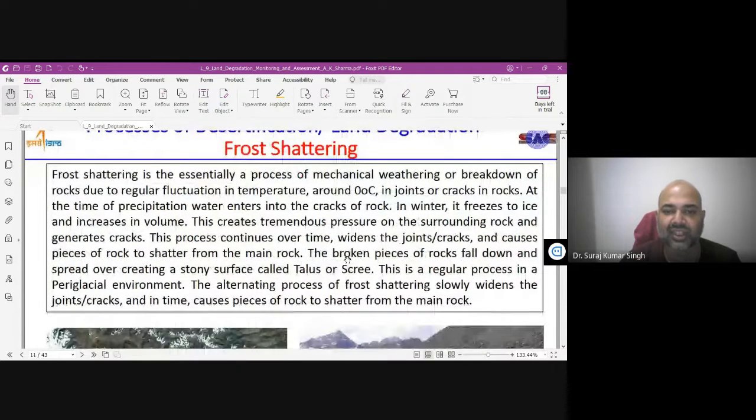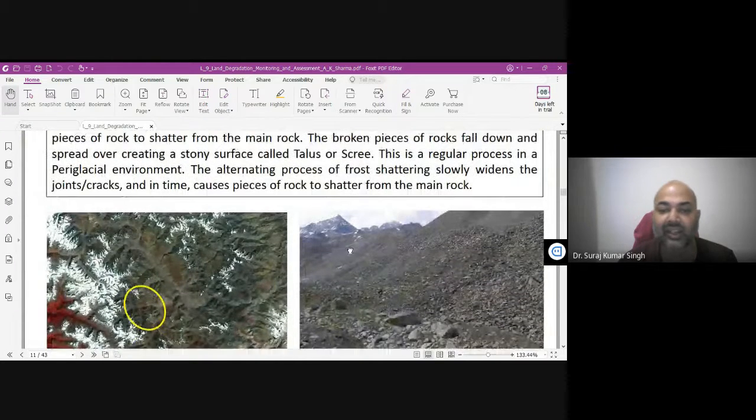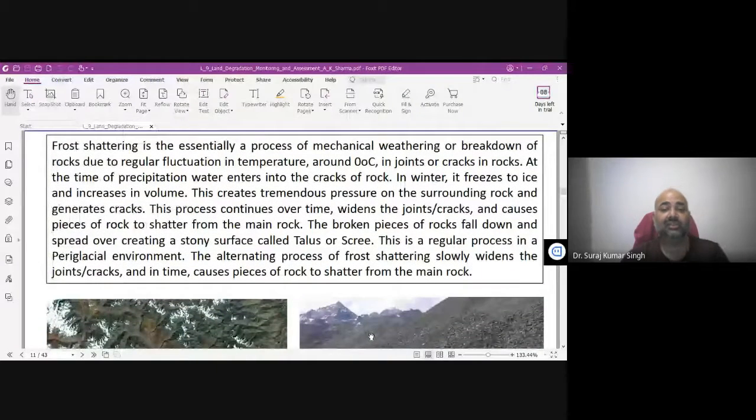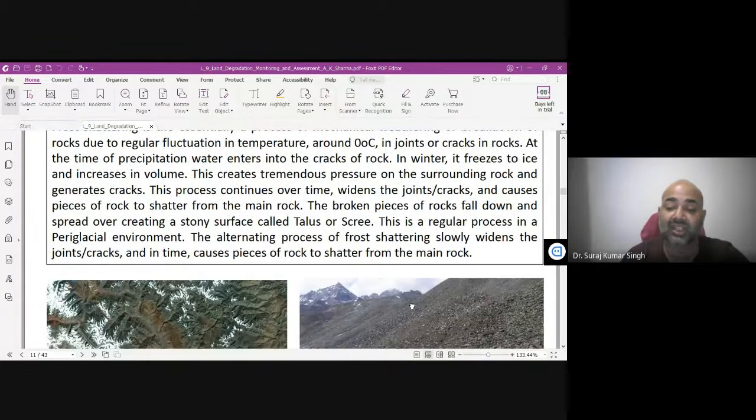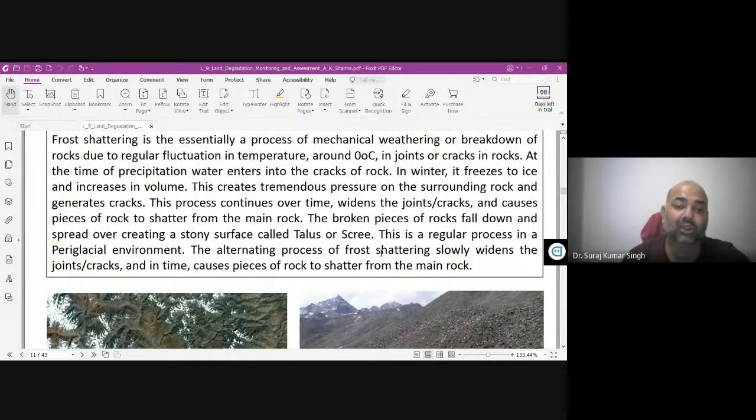Next is frost shattering, just like the features that you'll be finding along the glaciers. So what is frost shattering? Frost shattering is essentially a process of mechanical weathering or breakdown of rock. If you have been to the Himalayas or Uttarakhand, you will see it more commonly along the roads. If you go to Leh, Ladakh, or Lahaul Spiti, it is very popular and common due to regular fluctuation in temperature and because of the joints in the rock.